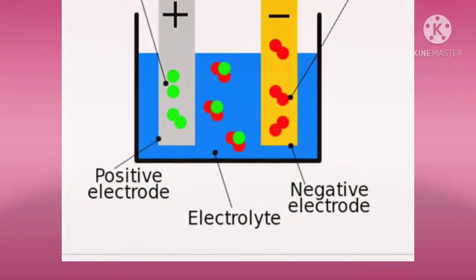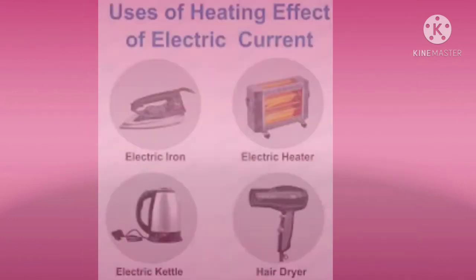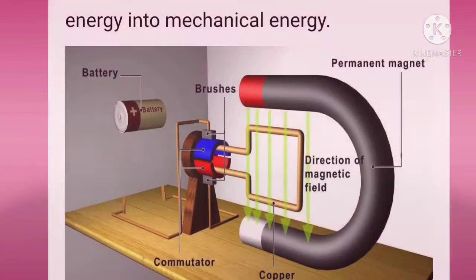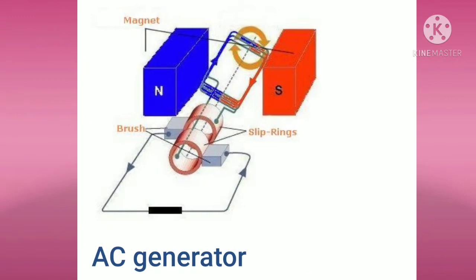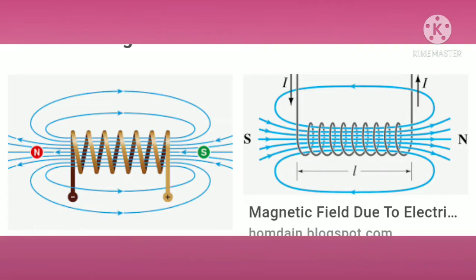Today's session we start with the effects of current. When current is flowing through a conductor, it produces certain effects. These are known as effects of electric current. These effects result in conversion of electrical energy into different forms of energies such as heat energy, mechanical energy, magnetic energy, and chemical energy, and so on. One by one we will discuss.